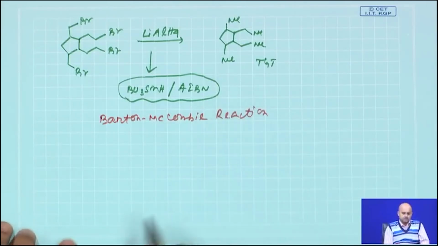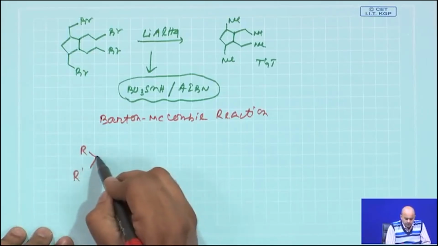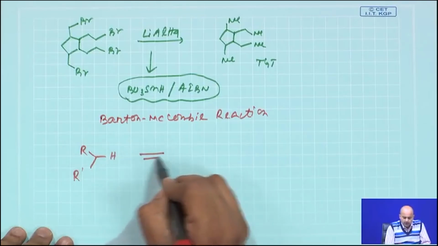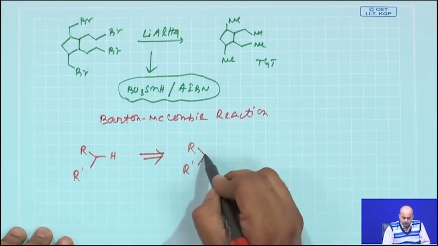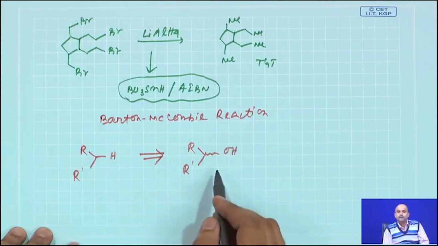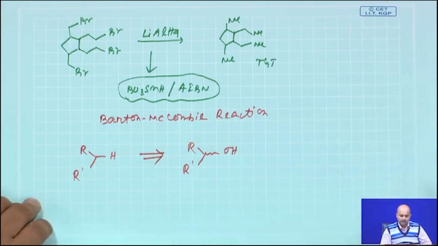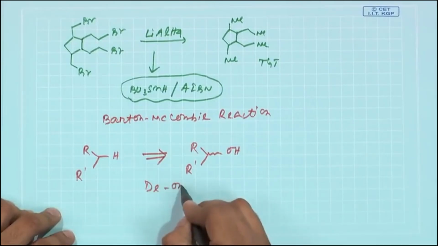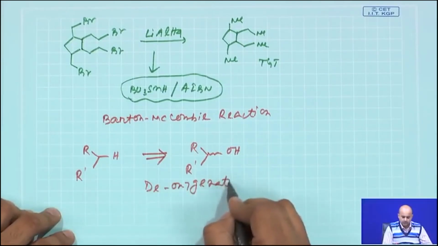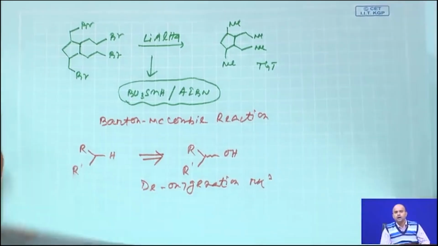Now, in the Barton-McCombie reaction, the basic retrosynthetic pathway you can explain in something this way. If you have to make a hydrocarbon molecule, you just take the corresponding hydroxy compound and then do this Barton-McCombie reaction to access the hydrocarbon. It is basically a deoxygenation reaction. It is a deoxygenation reaction. This is a very helpful reaction, and the Barton-McCombie reaction was used quite often.